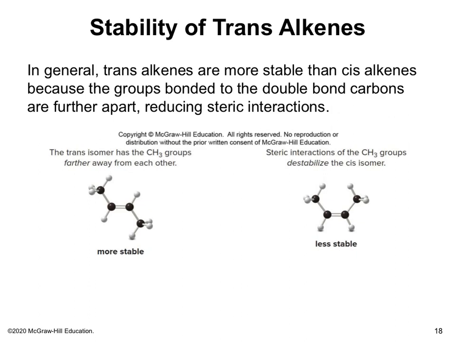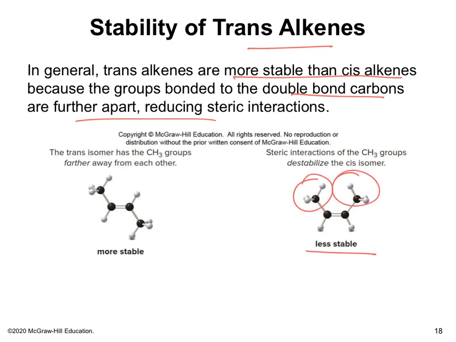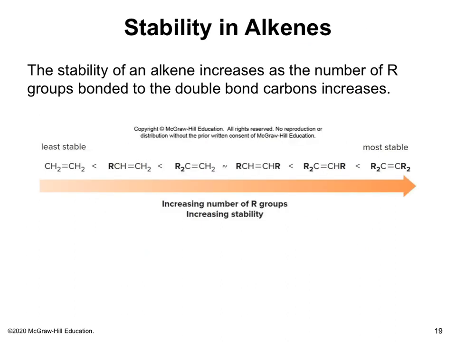So this is talking about the stability of trans alkenes. You're going to find that they're more stable than the cis. That's because the groups are further apart, which reduces the steric interaction here. They're less stable, more stable. And here's a stability pattern indicating that if you have a tetrasubstituted alkene, it's going to be more stable. And also if you have an internal alkene, it's going to be more stable than an external.